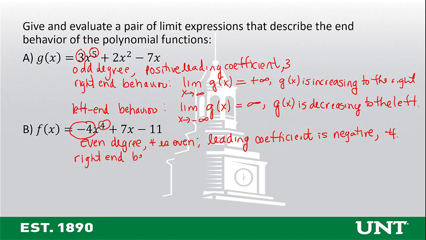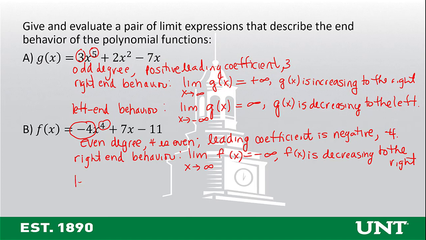The right end behavior, that is, the limit as x approaches positive infinity of f of x, is going to be negative infinity. So the function is decreasing to the right. Left end behavior, that is, what's the function doing when x gets real small? Limit as x approaches negative infinity of f of x is also negative infinity. That is, this function is decreasing to the left.